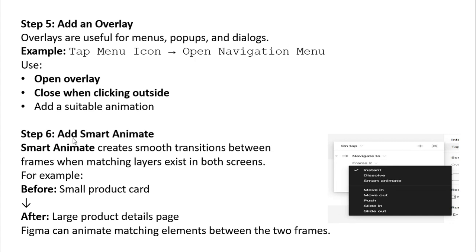Step 6 is to add smart animate. Smart animate creates smooth transitions between frames by matching the layers that exist in both screens. For example, before is a small product card, and after is a large product details page, and Figma can animate the matching elements between the two frames.